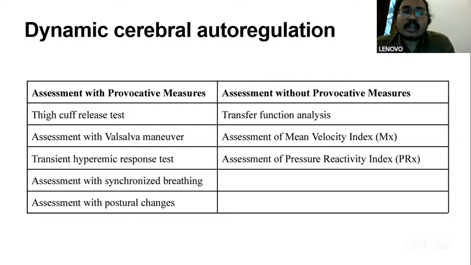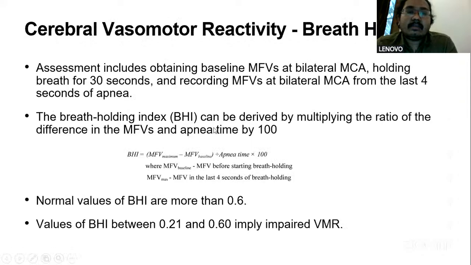which the UK is adopting. What we actually do at the bedside is cerebral vasomotor reactivity, where we ask the patient to take a deep breath and hold. Once the patient holds the breath, CO2 will increase, and CO2 will cause an increase in the mean flow velocities. That's how we get the breath holding index: maximum mean flow velocity minus baseline, divided by apnea time, multiplied by 100. The normal value is more than 0.6.